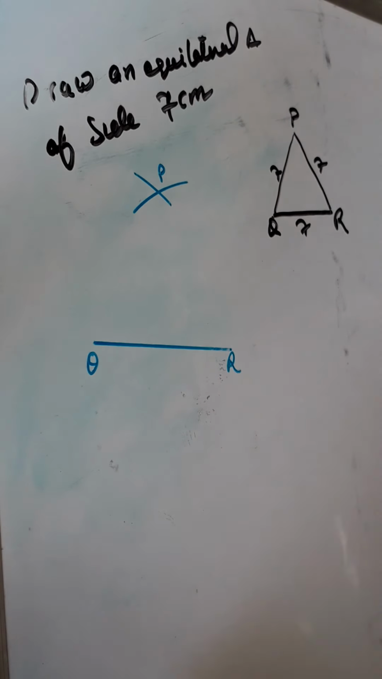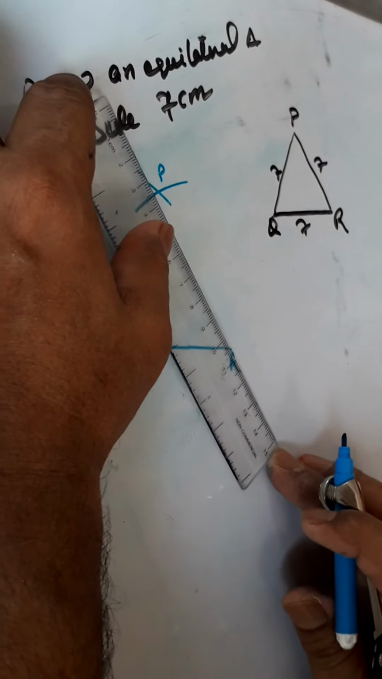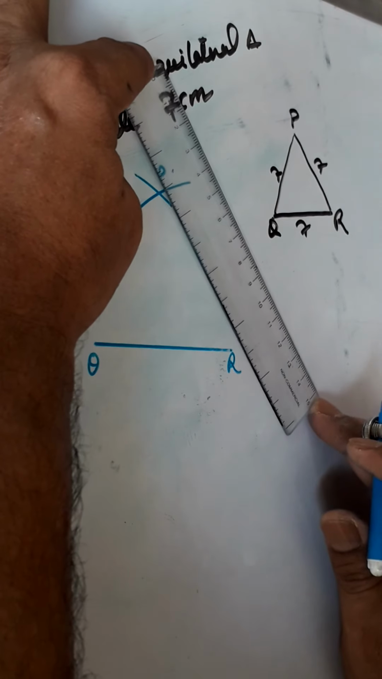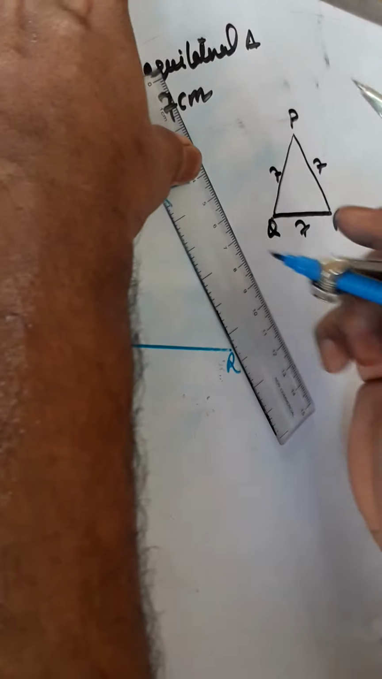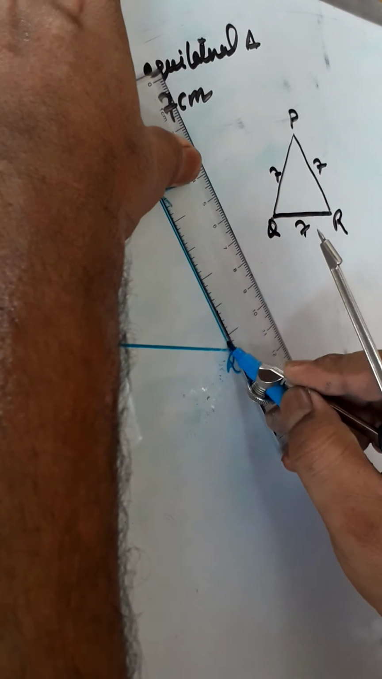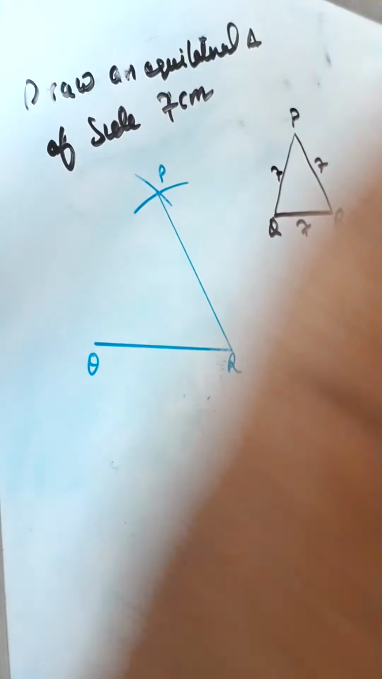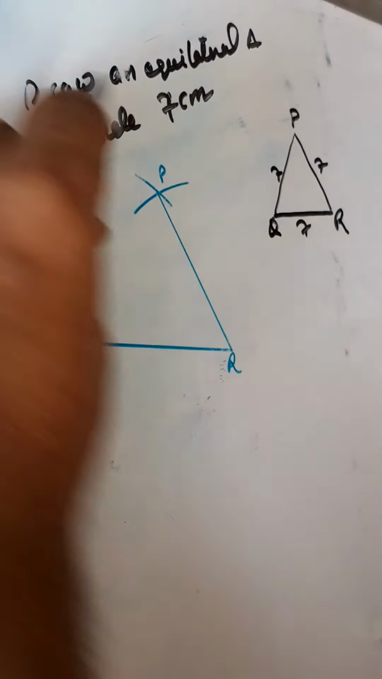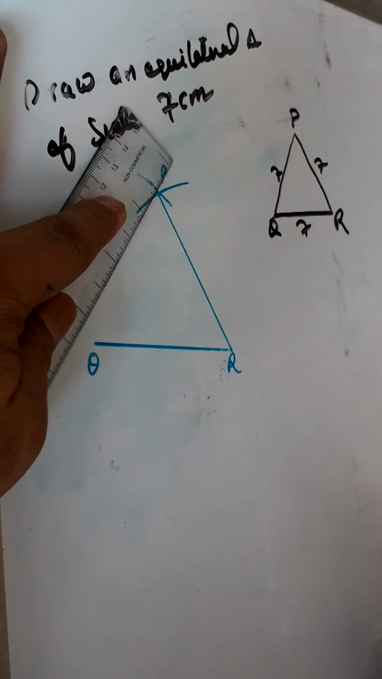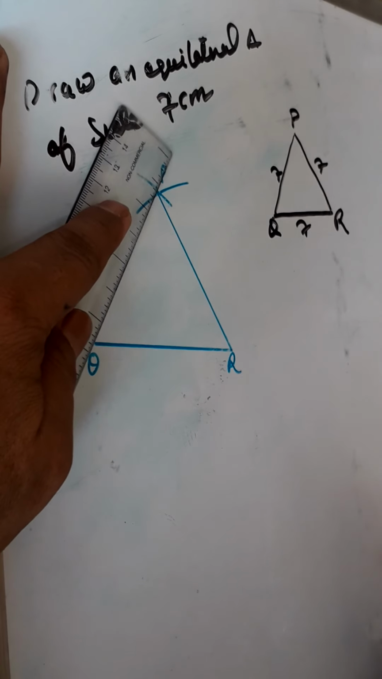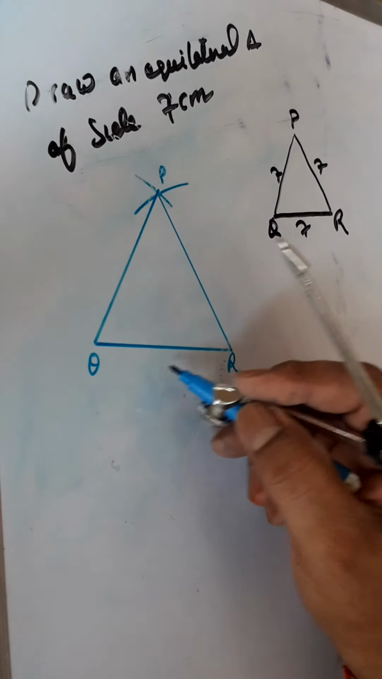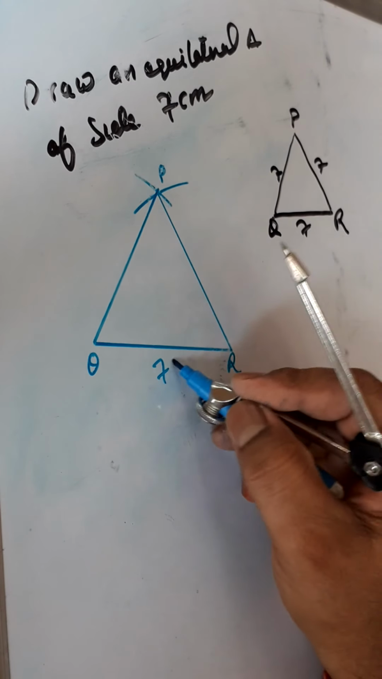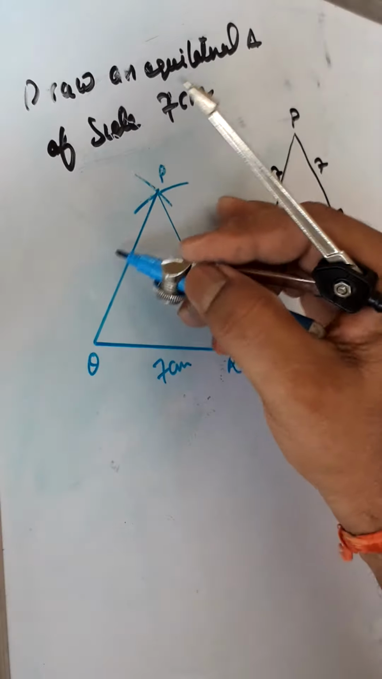Now we will join PQ and PR. Let us put the scale here. I have joined PR, sorry. Next we are going to join PQ. Thus, this is the construction of the equilateral triangle 7 centimeter, 7 centimeter, and 7 centimeter.